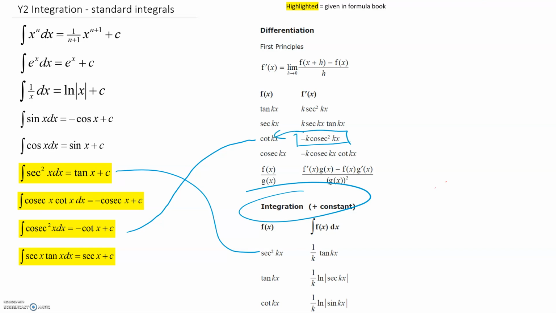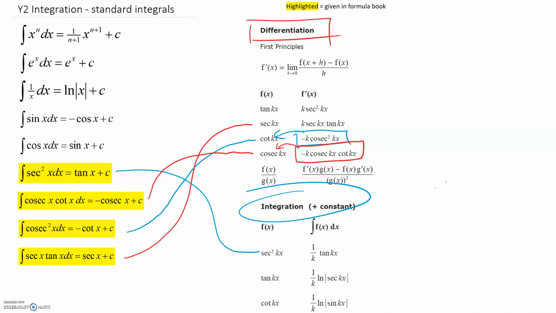Okay, and then if we look at this one here, if we want to integrate this, we're going to get this. And this one here comes from that one at the top there. Okay, so don't forget, even though we're doing integration, some of these are found in the differentiation section of the formula book. You just need to go the other way, and don't forget to put a plus C.